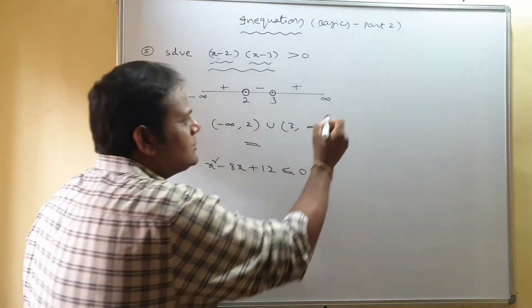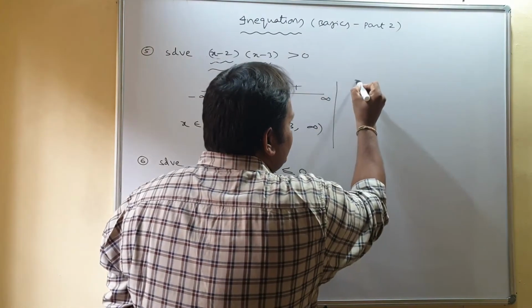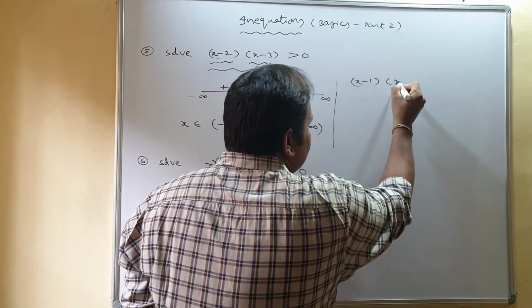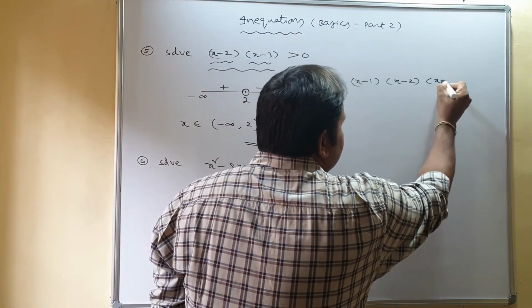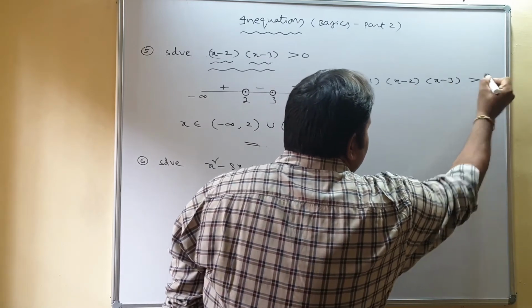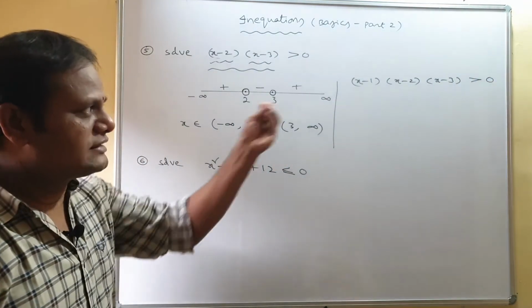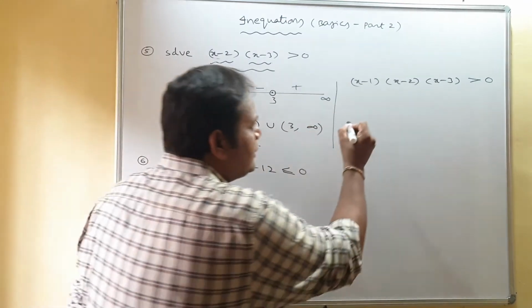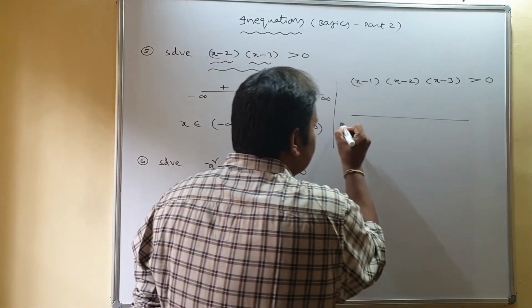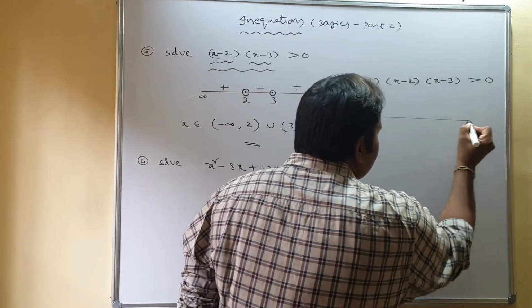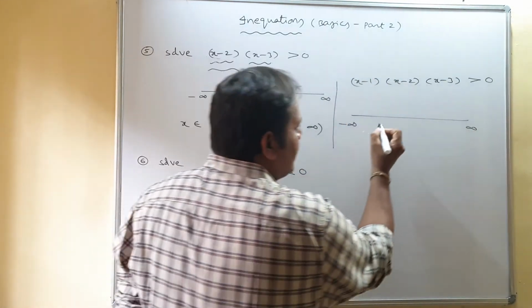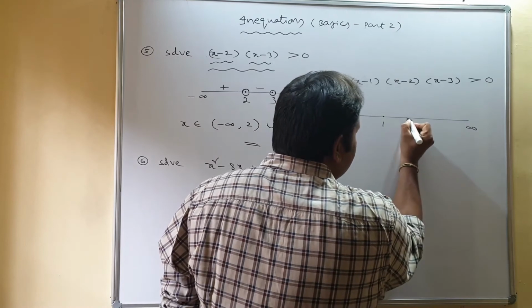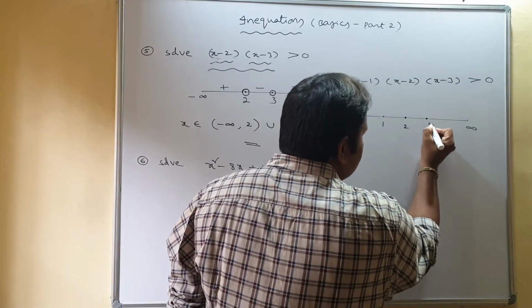Suppose while solving any question, there is (x minus 1) into (x minus 2) into (x minus 3) greater than 0, and you have to find x values. You have to solve this inequation. So what we do? Take the real line, minus infinity to infinity. What are the values of x? 1, 2, 3. So mark them on the real line: 1, 2, 3.